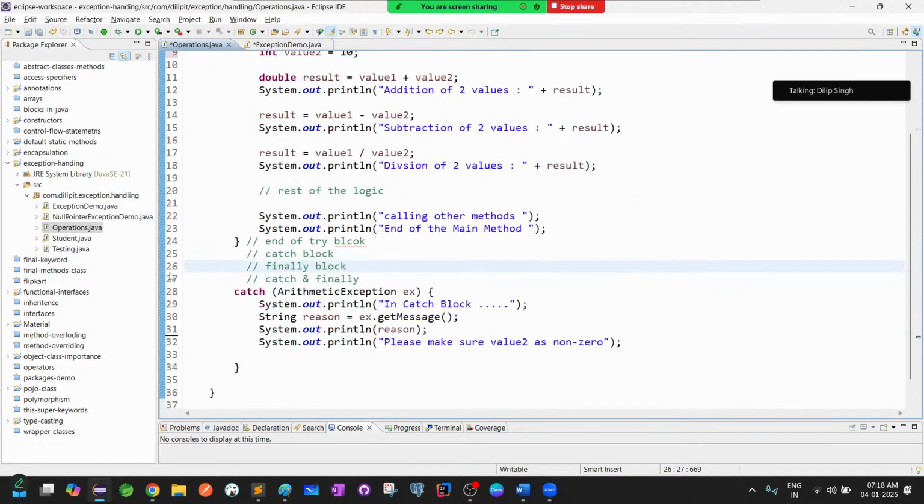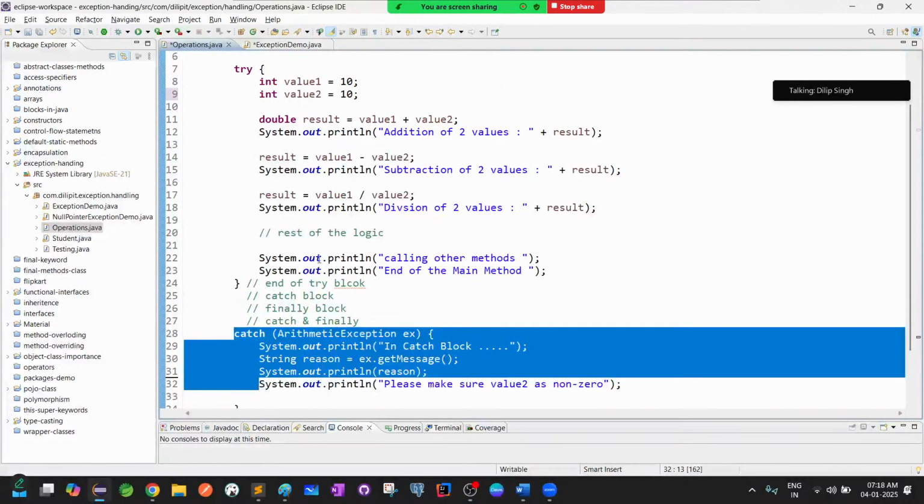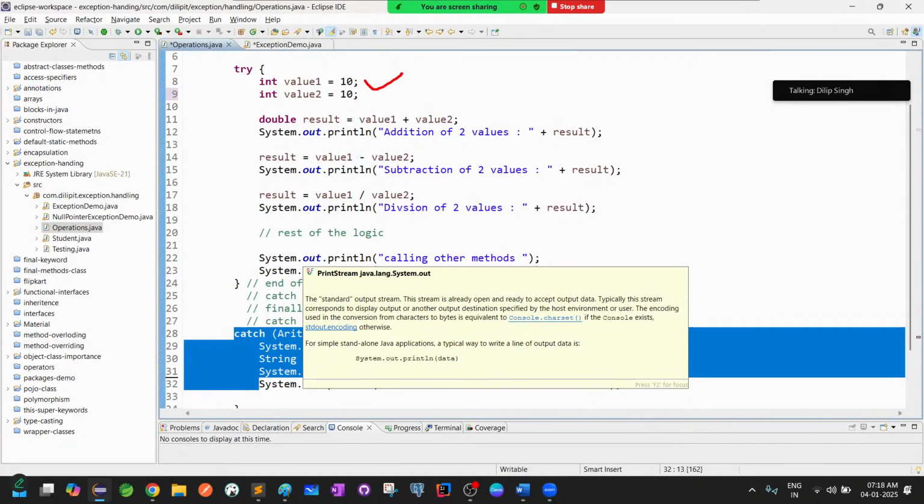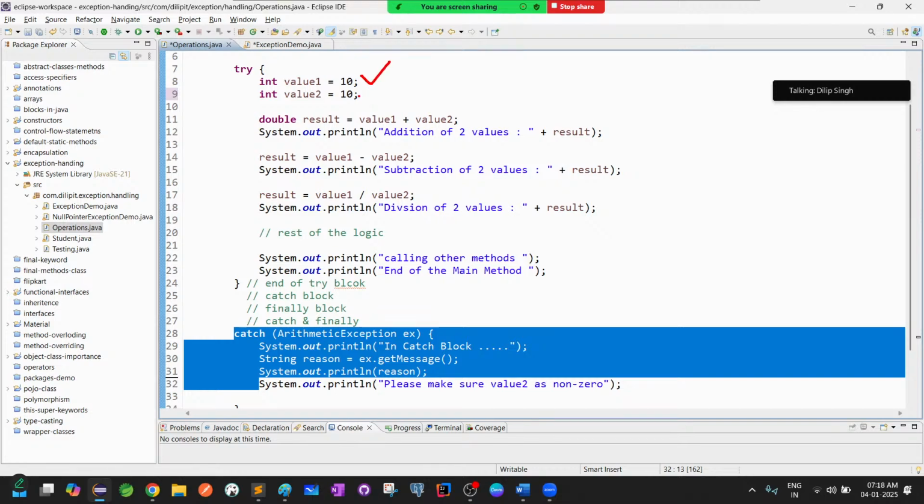That's all. So now what will happen in this case? As part of this logic, this will be executed. Value 2 is 10. So 20 is printed, 0 is printed, 10 by 10 is 0. You will not see any exception in this case, so this line is also printed, the result is printed, and then this line is printed. By the time it reaches the end of the try block, there is no exception. So it will move out of the catch block. It will not enter into the catch block. Why?